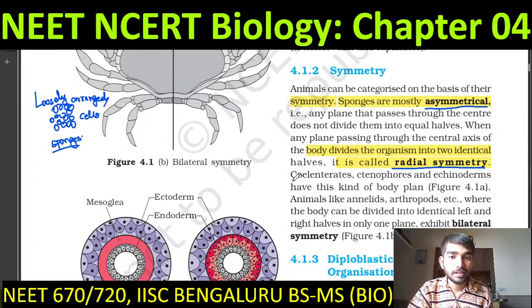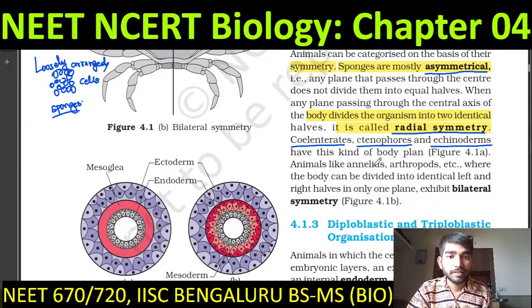This can be seen in coelenterates, ctenophores, and echinoderms. So a classic example of this you can remember is a starfish. It has pentameric symmetry. They have this kind of body plan.